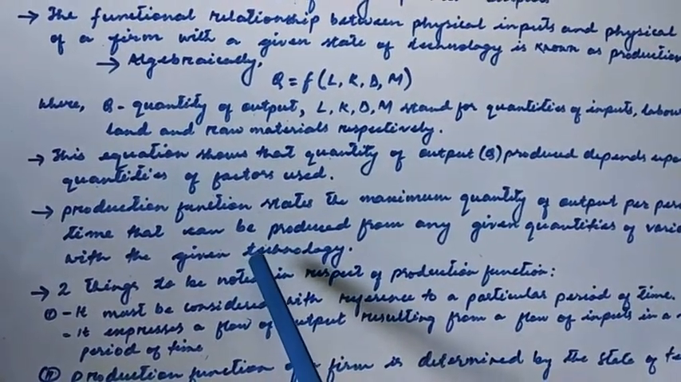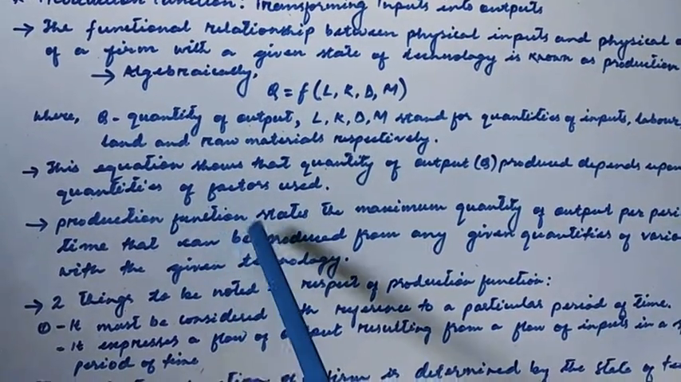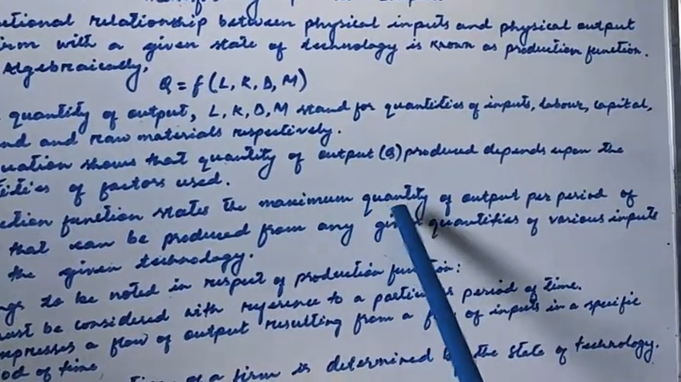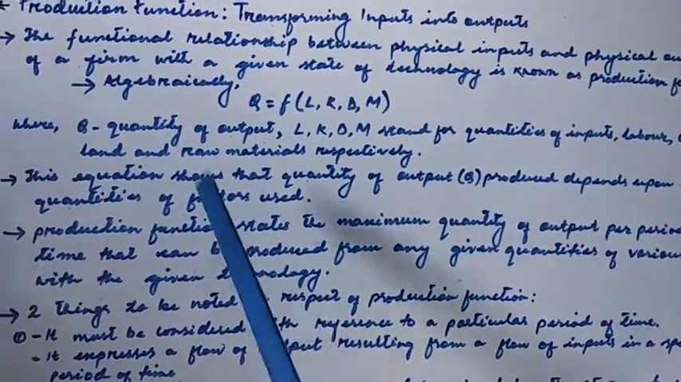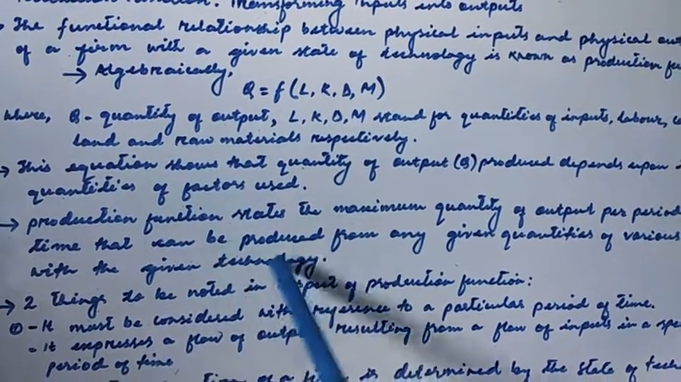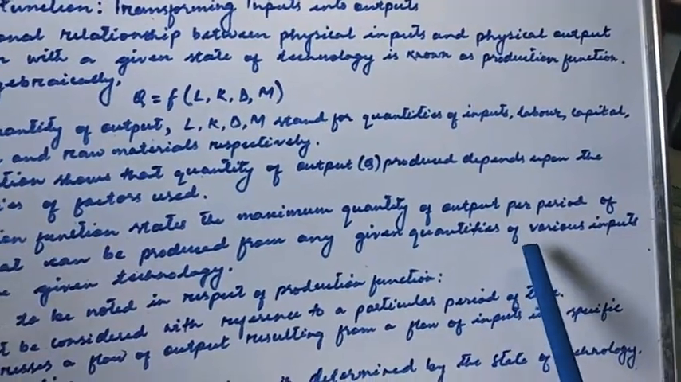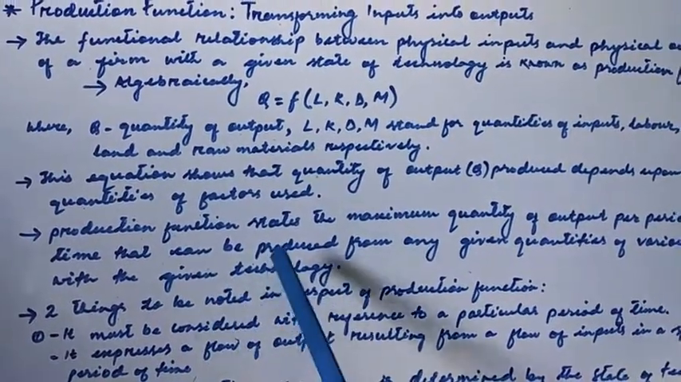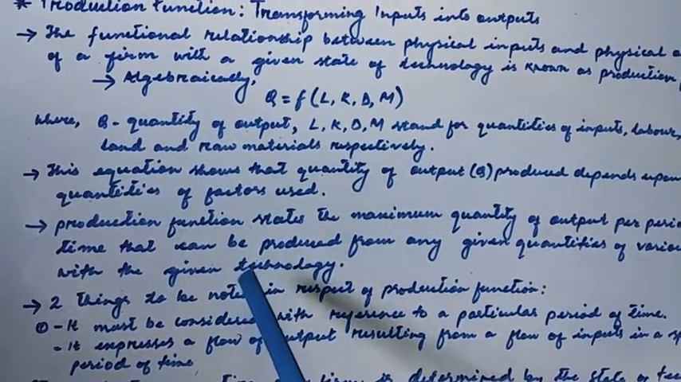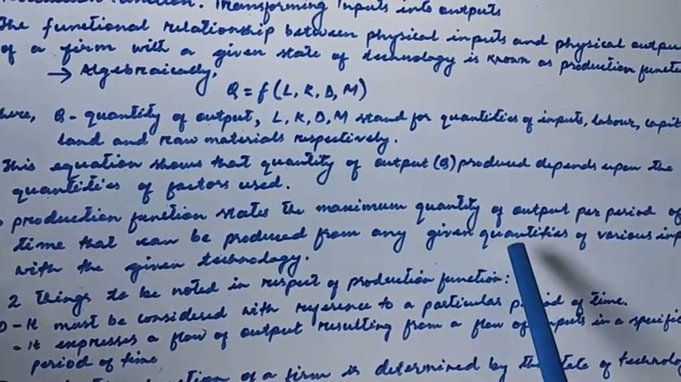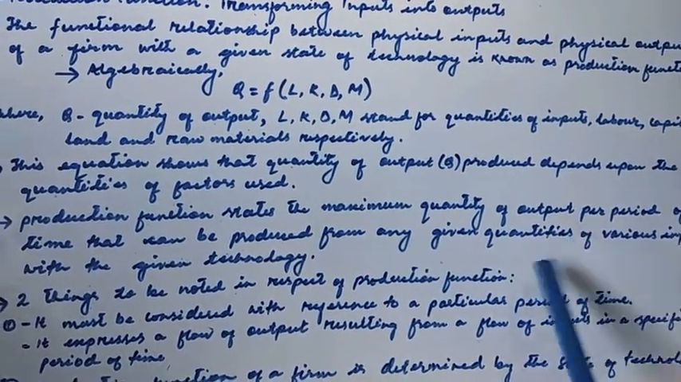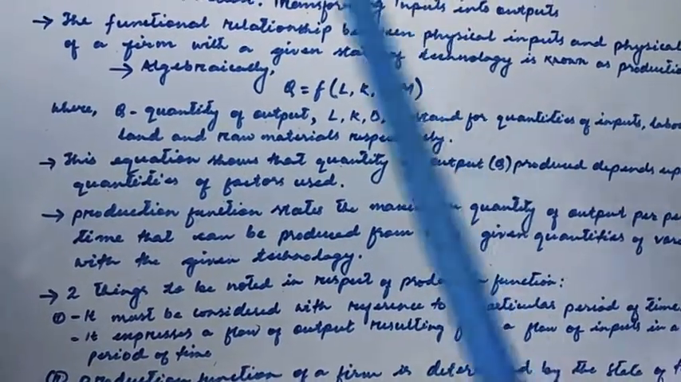So more precisely, we can define production function as: production function states the maximum quantity of output per period of time. So per period of time is also considered here, that can be produced from any given quantities of various inputs with the given technology. So with the given technology in a particular period of time, the maximum quantity of outputs that can be produced by using the given quantities of inputs, that is the production function.